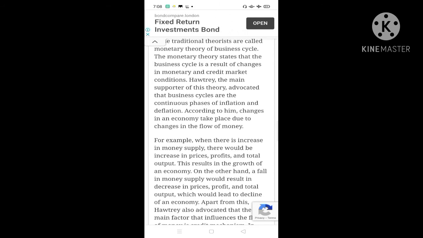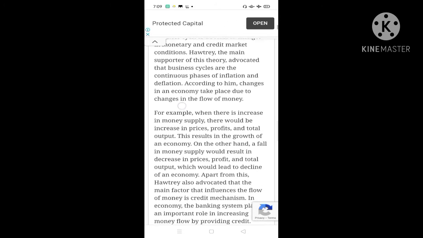On the other hand, a fall in the money supply will result in decrease in prices, profit, and total output, which would lead to decline in the economy. Suppose money supply decreases, what will happen? When money supply decreases, the prices, profit, and total output will also decline, which will lead to the decline in the economy.